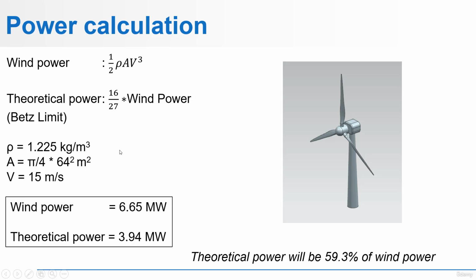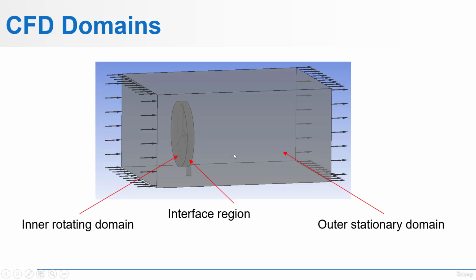So the density will be 1.225 kg per meter cubed, the area of the rotor is given by pi by 4 into 64 squared square meters, and the velocity is 15 meters per second. Using this formula, we got the wind power of 6.65 megawatt, and the theoretical power which can be extracted from the wind is 3.94 megawatt. This is the maximum power which can be extracted for this given condition. After the analysis, we shall see what the power output from this turbine is, and we can calculate the efficiency of this turbine.